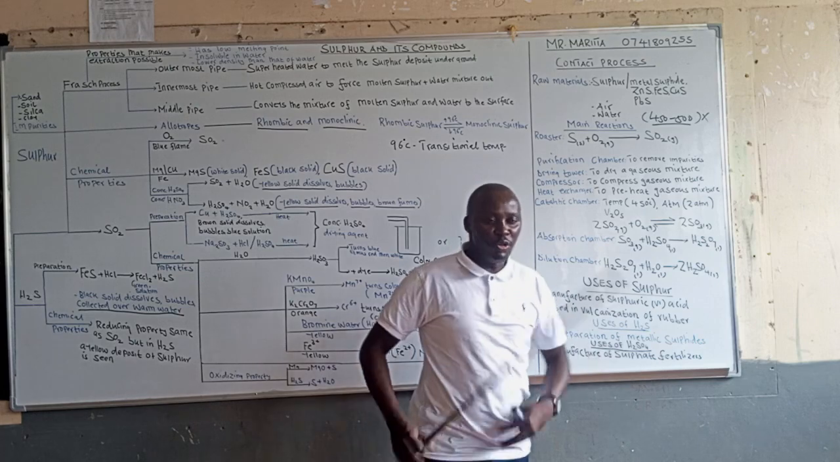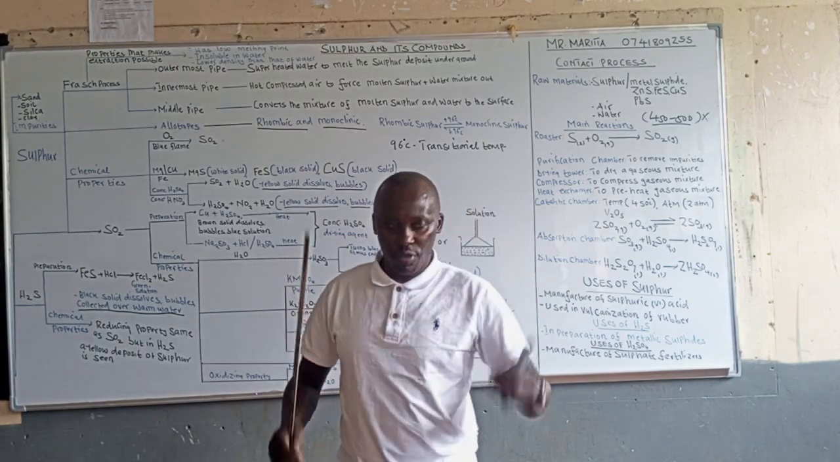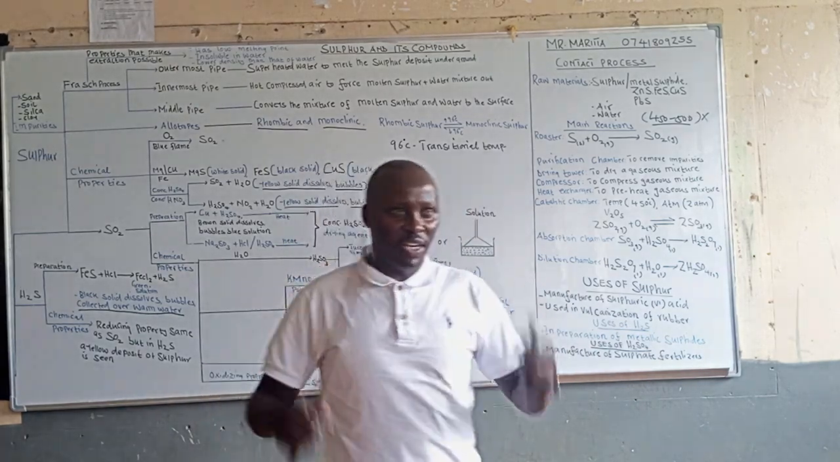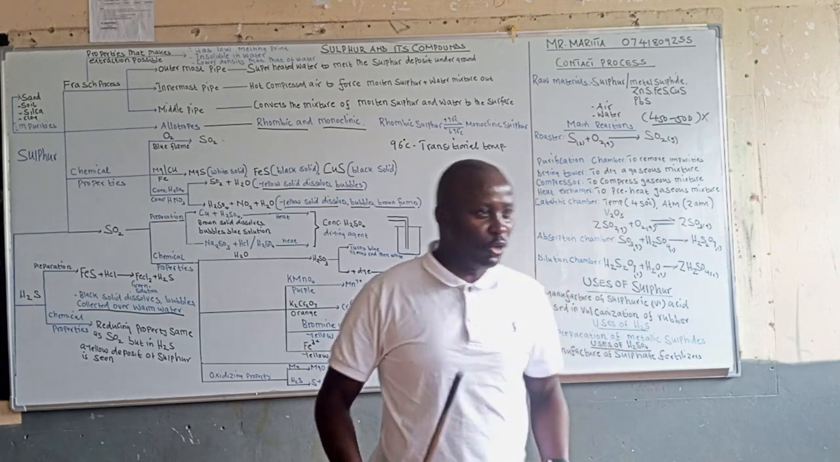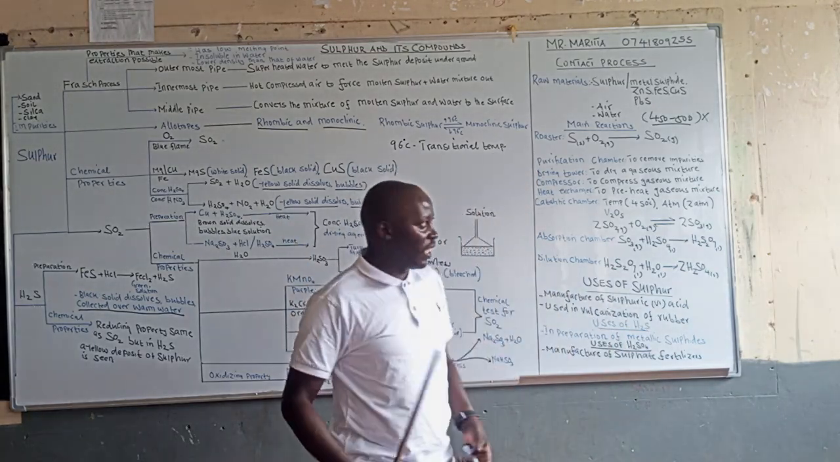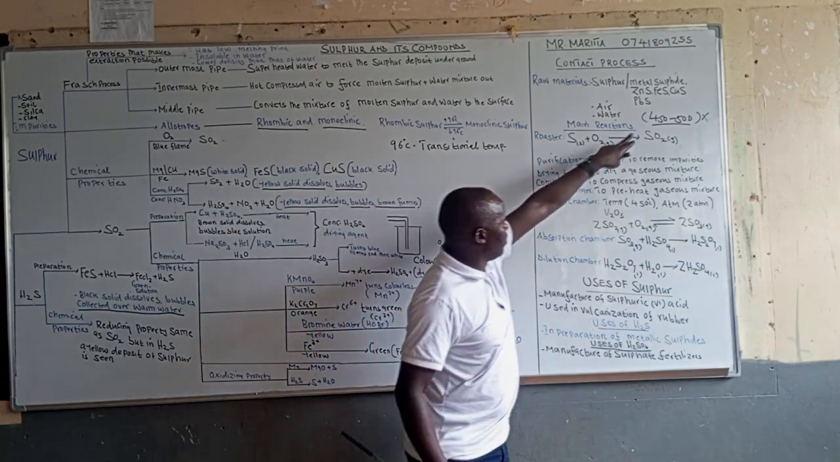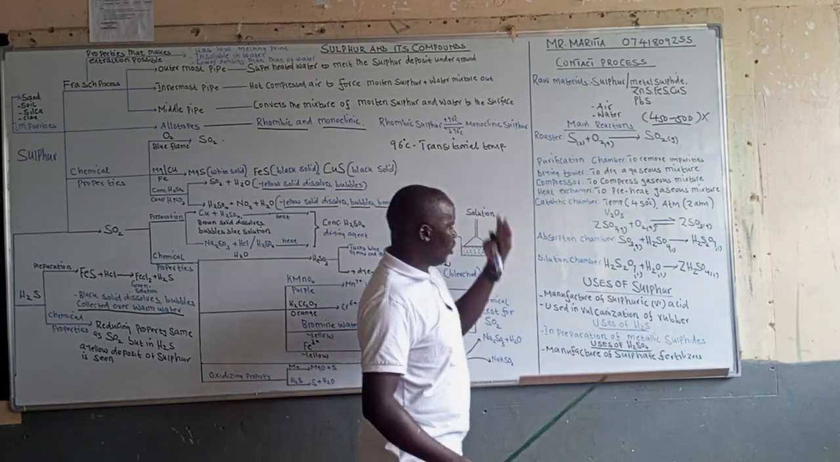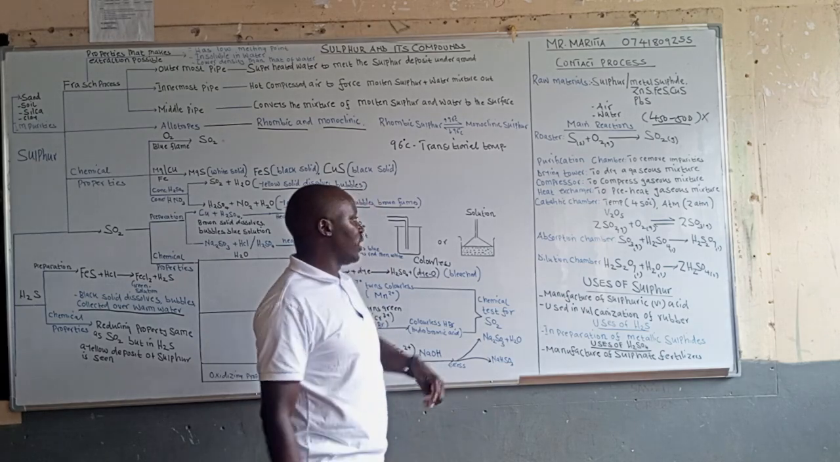More of this you will start in Form 4, the rate of reaction, factors affecting the rate of the reaction. You will have concentration, temperature, and a catalyst, being explained as the conditions required for that reaction to take place.